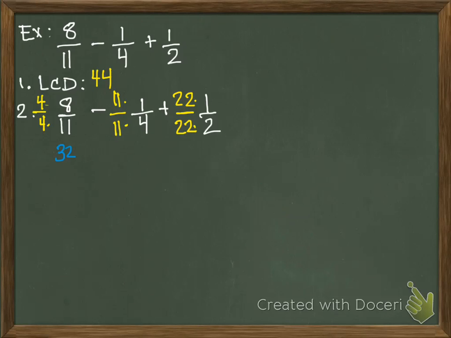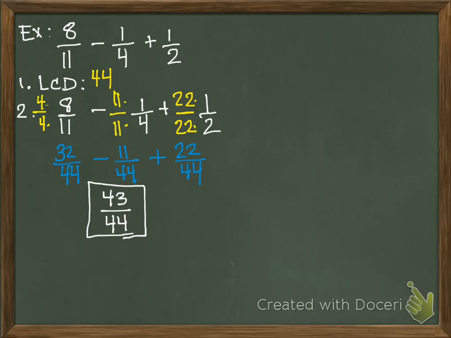So now we can rewrite the new fractions. Instead of 8 over 11, we get 32 over 44. And instead of 1 over 4, we get 11 over 44. And instead of 1/2, we can write 22 over 44. And now we can just add the numerators. 32 minus 11 plus 22 is 43. And we have the common denominator of 44. And since 43 over 44 cannot be reduced, then that is our final answer.